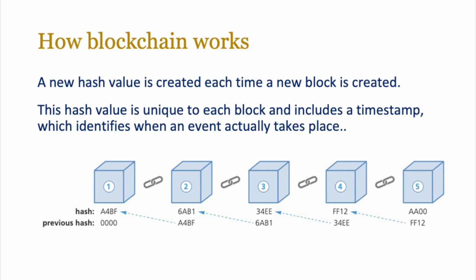So this is in effect a genesis block. Now the second block also has the previous hash value A4BF, which allows it to link to the previous block. And this process continues on and on and on. And every time you add a new block, for example, if we add block 6, previous hash will be AA00 and the new hash value will.